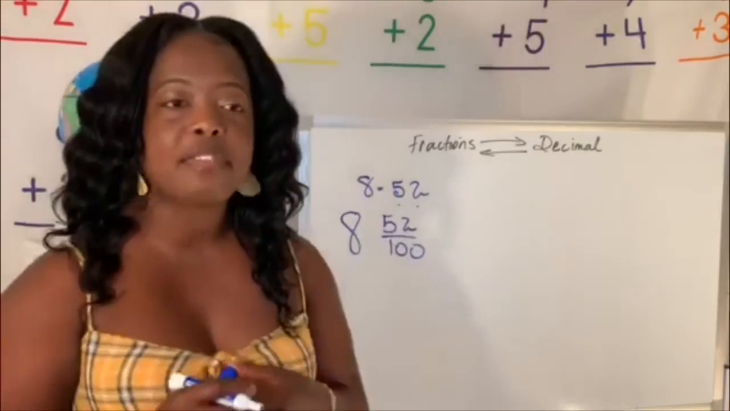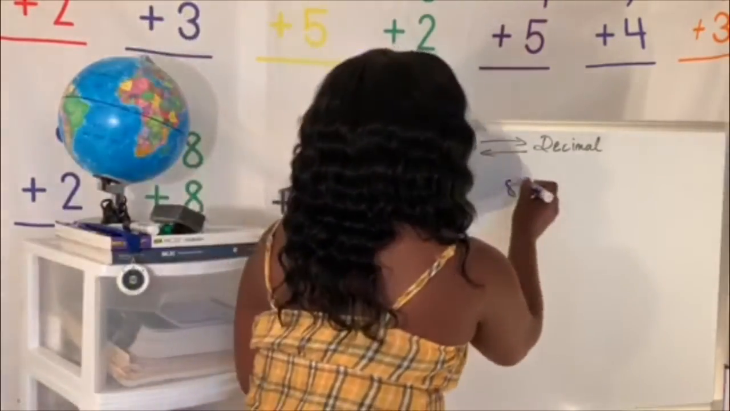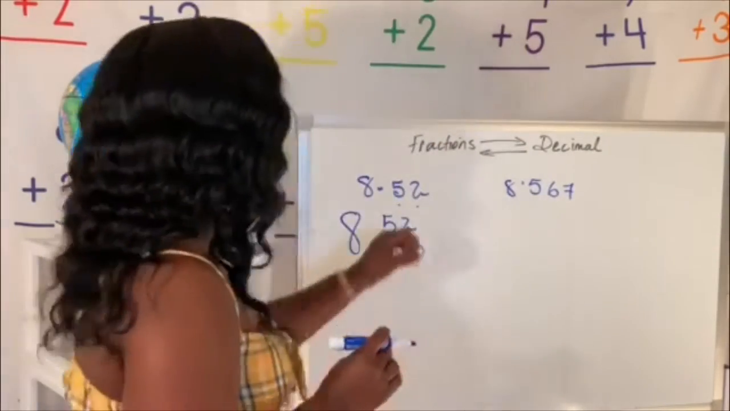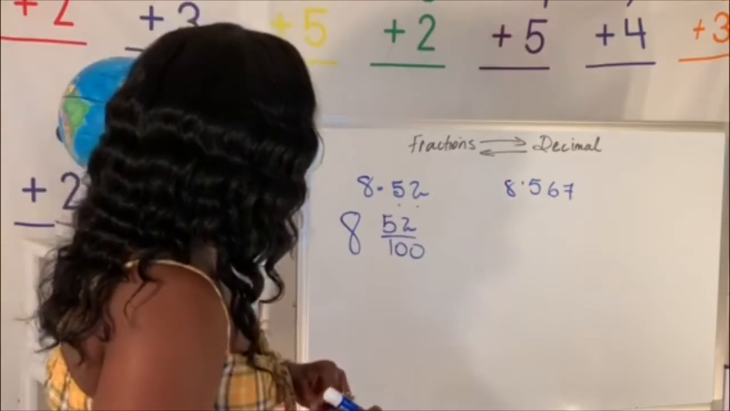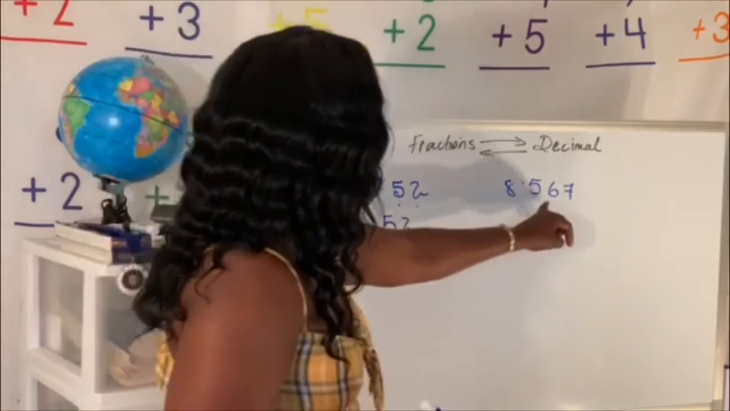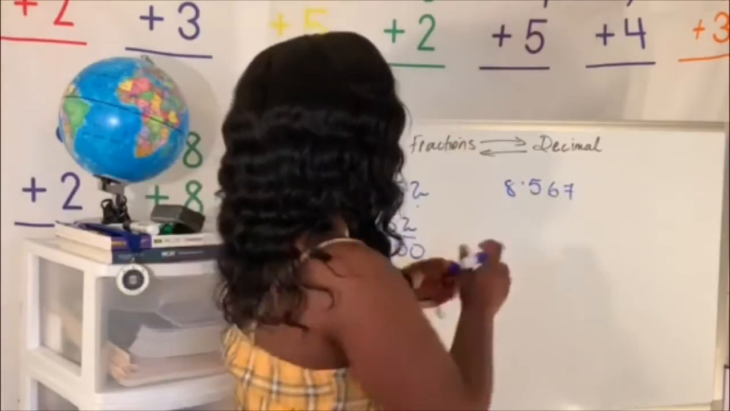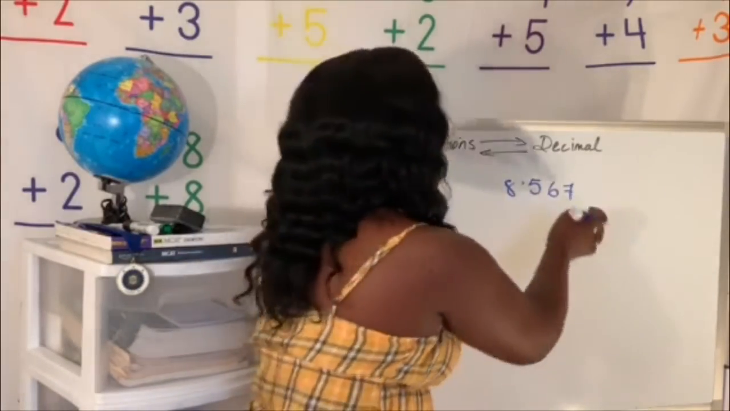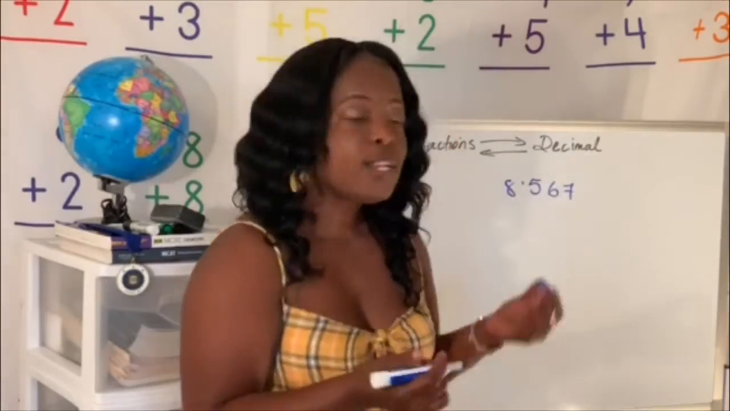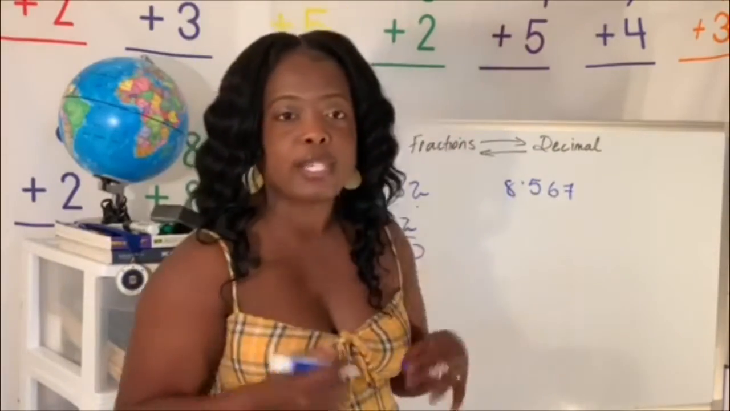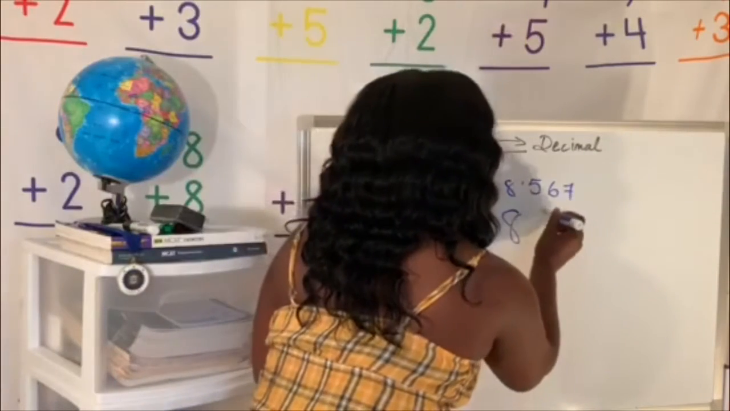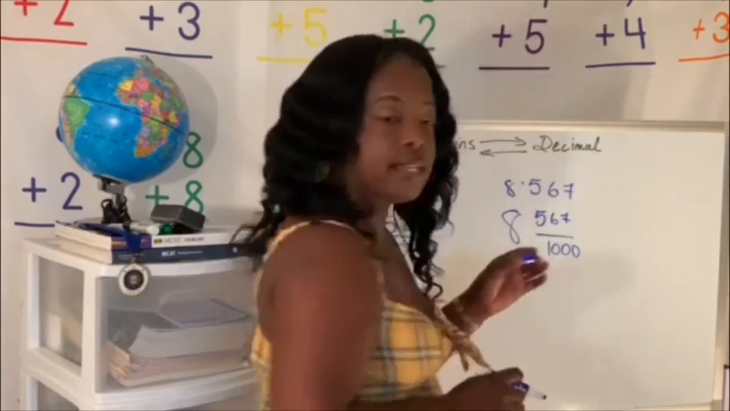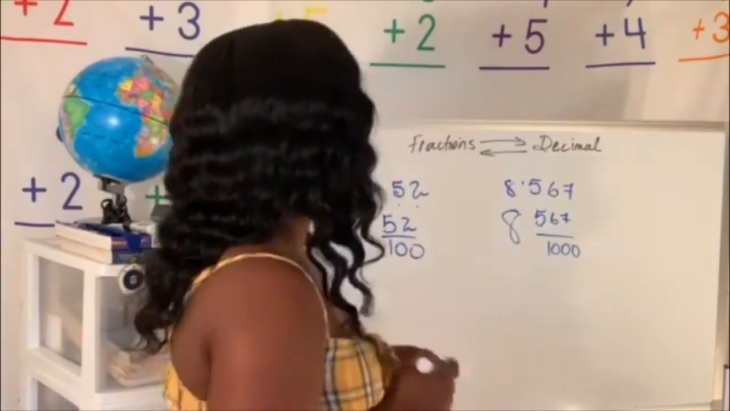Say, for example, if we had the number 8.567. Here you notice, instead of having 2 numbers after the decimal point, we have 3. So in this case, we have a number in the 10th position, the 100th position, and the 1000th position. So in this case, 1,000 would be our denominator. So we would end up with 8 and 567 over 1,000. So this is just a side note, so I'm going to go ahead and erase it.